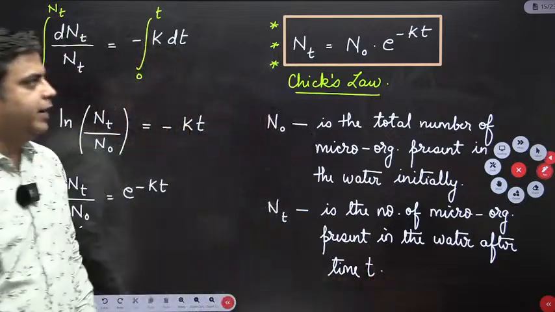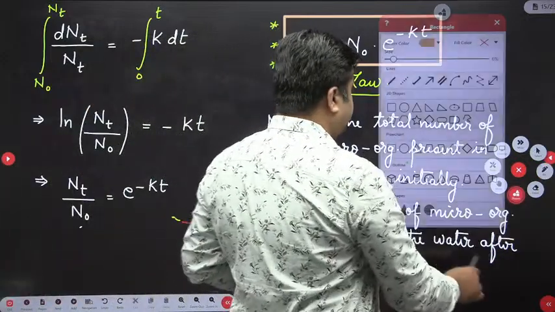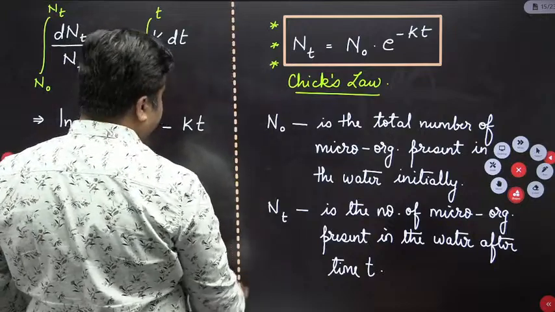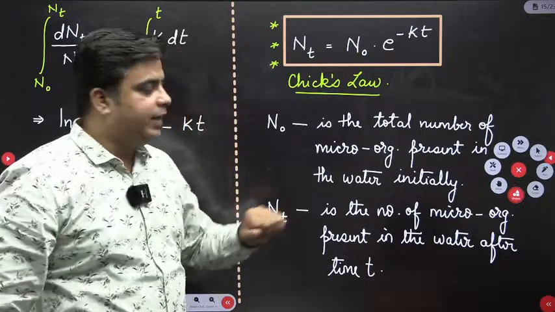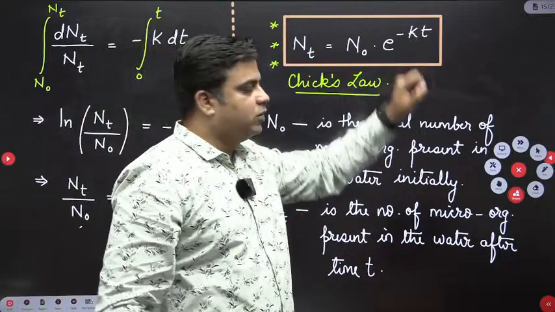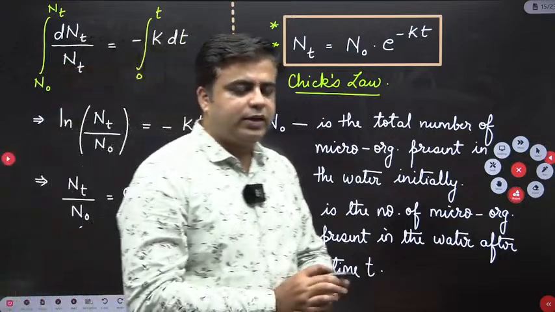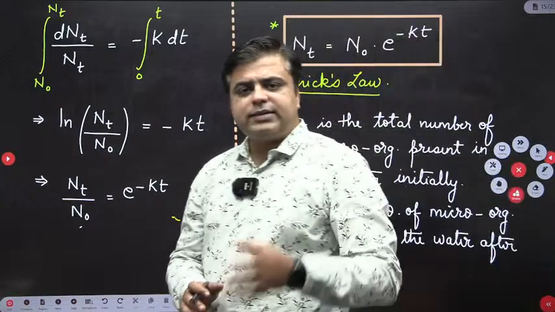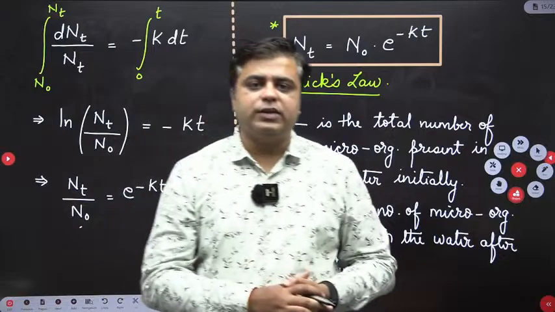After time t, right? It is again a very, very important law, Chick's law, which tells us the relation between the number of microorganisms present in the system to the number of microorganisms initially present. And K is nothing but the disinfection constant, and t is the time after which you are analyzing, or the time after which you want to calculate the number of microorganisms. These are some of the basics that will be required to deal with the question of disinfection.